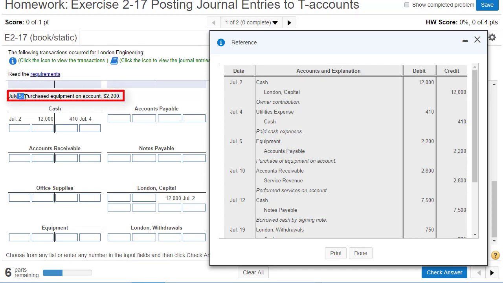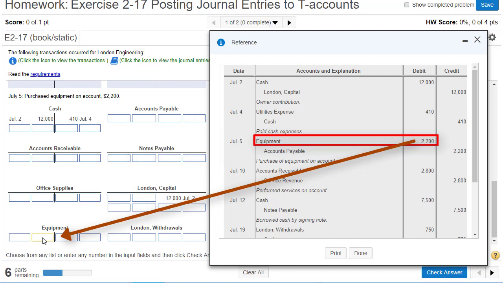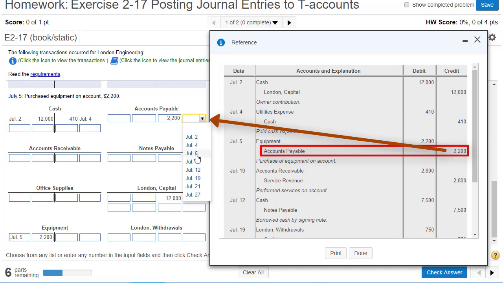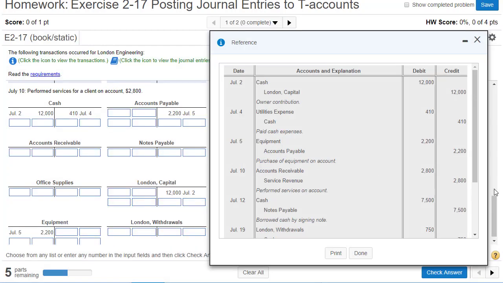The next, we're going to post the July 5th transaction. So we've got equipment, $2,200 on the left side. So I'm going to find equipment. I'm going to post or copy $2,200 on the left side, July 5th. Then I'm going back to the journal. And we've got accounts payable, $2,200 on the right side, July 5th. So this posting process is just a step-by-step procedure, and the reason we're doing this is when we're done posting all the transactions, then we can calculate the balances for our accounts.